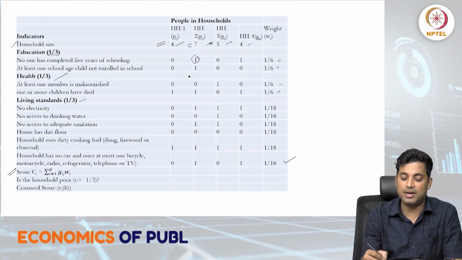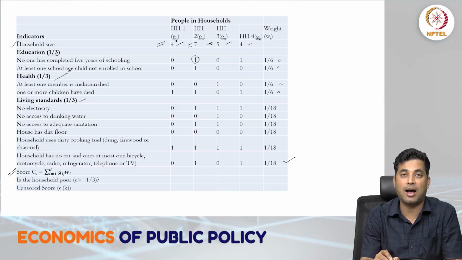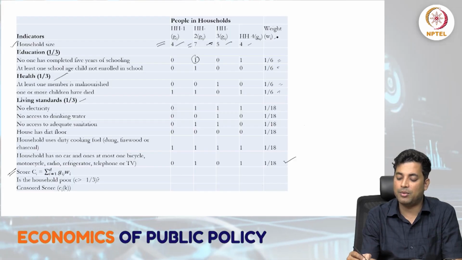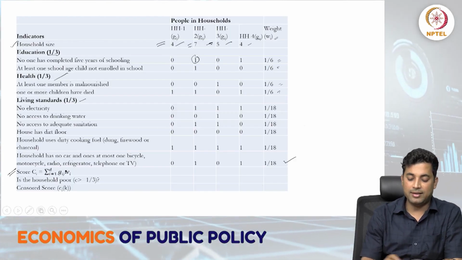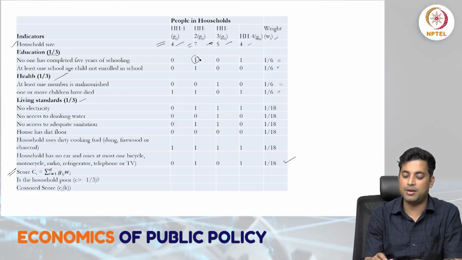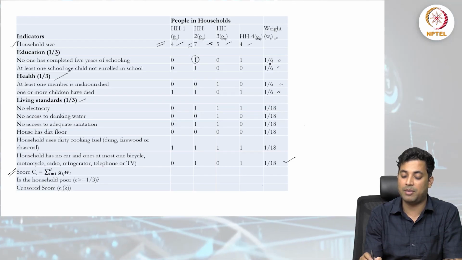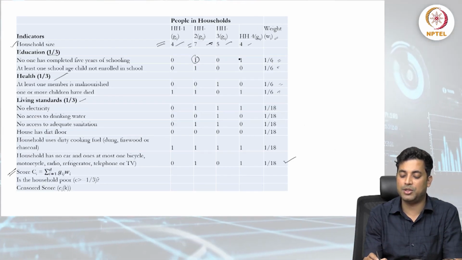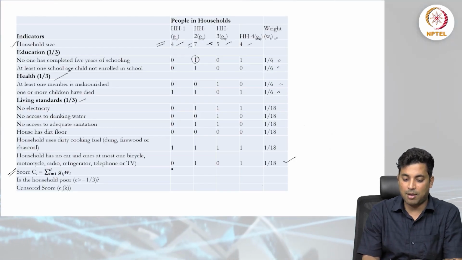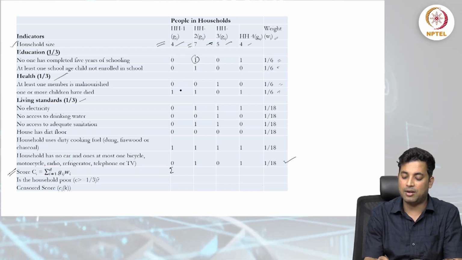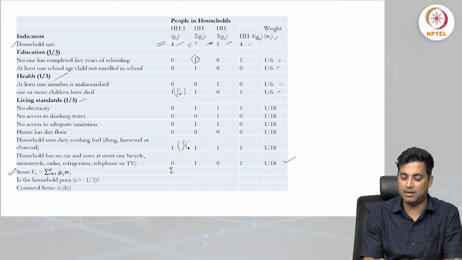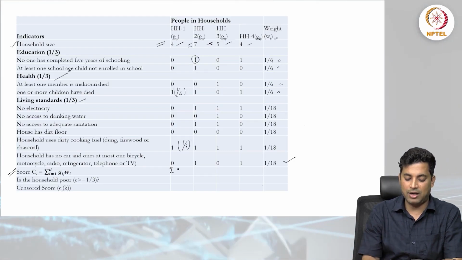If we calculate every response, consider g_ij, for the ith individual and jth household, and w is the weight. Combining these, 0 multiplied by 1/6 becomes 0, and 1 multiplied by 1/6 becomes 1/6. So this becomes 0, and this becomes 1/6. If we add these, we get the sum: 1/6 here, and 1/6 here. And then we get the value of c here.